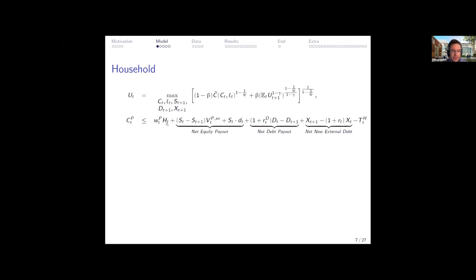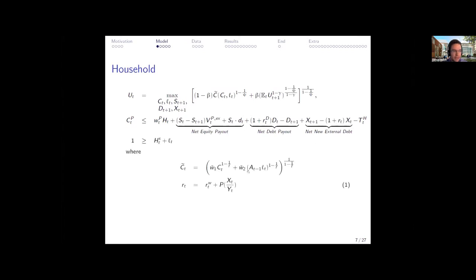So the household earns labor income. The household owns equity in the domestic firm, and this term represents the net equity payout. The household also lends to the domestic firm, and this term represents the net debt payout. X is the level of net external debt that the household has with the rest of the world. So this term as a whole represents net additional borrowing, which is the negative of the change in their net foreign asset position.